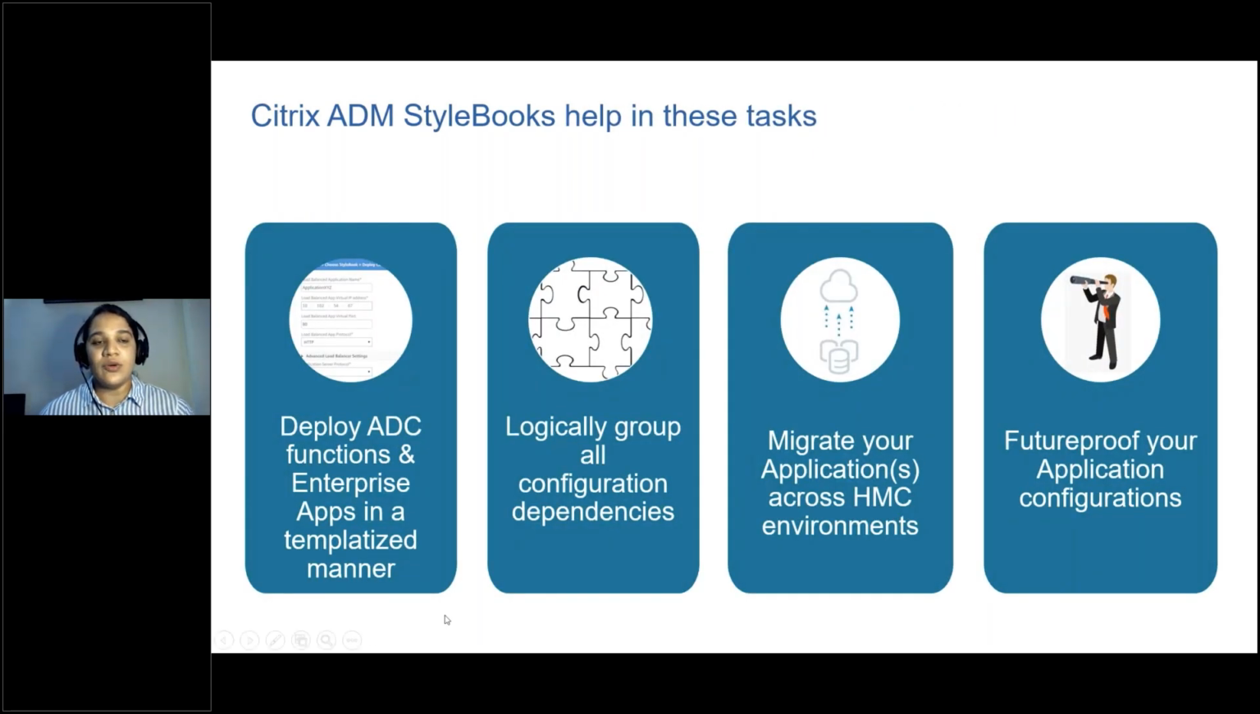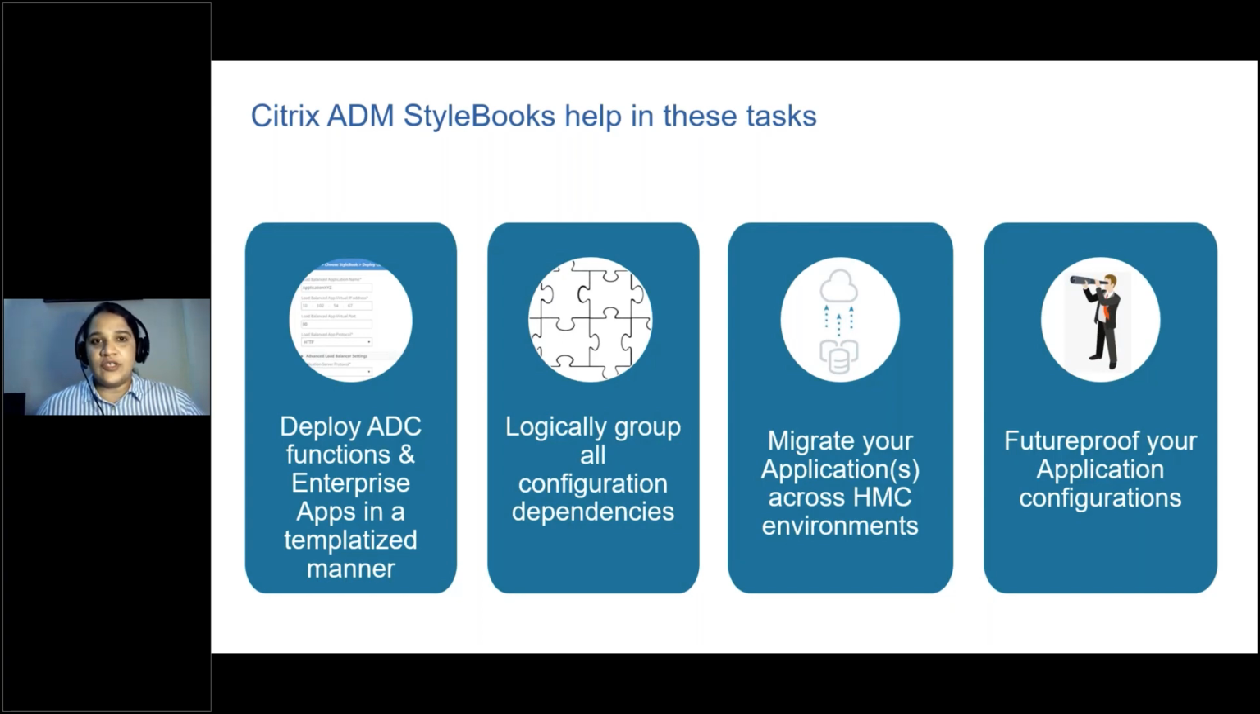So using StyleBooks, what you can do is deploy your ADC functions or enterprise apps in a templatized and super simple manner. It will help you logically group all your config dependencies, which also makes the migration very easy. So they're all logically grouped. That is, your app's config is very tightly bundled so that when you want to move it from one ADC to another, it makes it super simple.